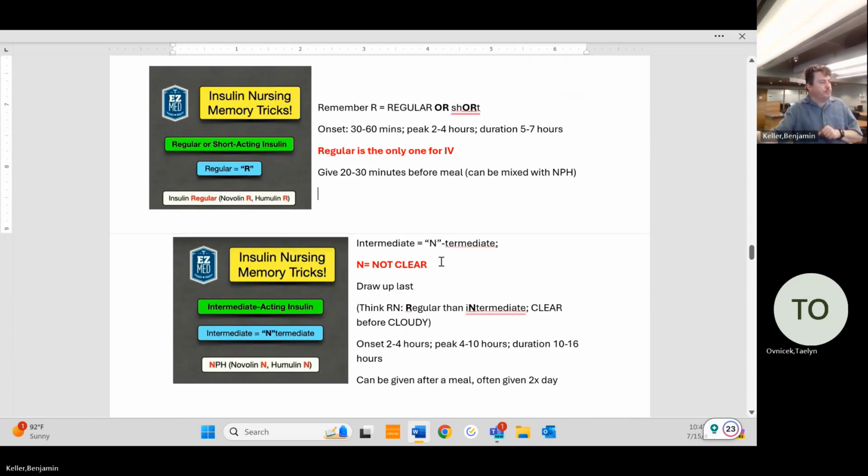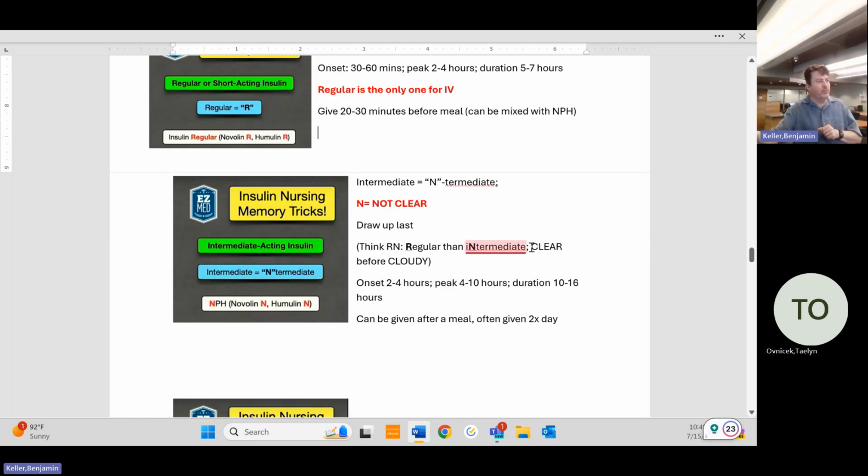So, intermediate. Note the little N in here. These will all have N's. Novolin N, Humulin N, NPH. It's intermediate. So think the N for intermediate. N also means not clear. It's the cloudy one. And then if you want to draw it up, it's regular, then intermediate. So clear before cloudy, or regular before intermediate.